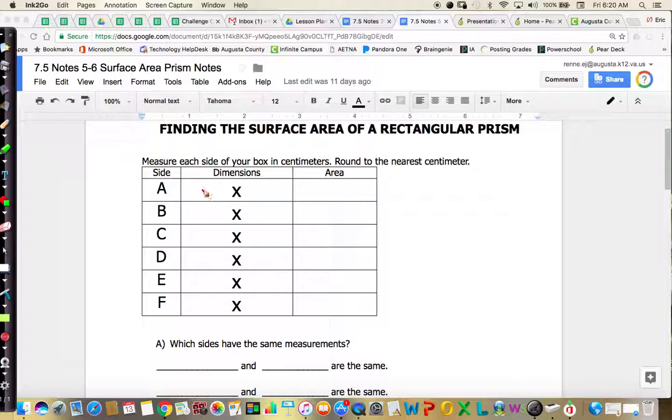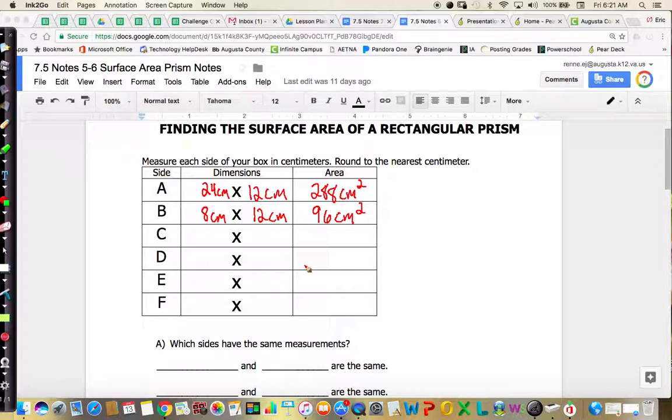Side A had the measurements of 24 centimeters by 12 centimeters. When we multiply to get the area of side A, we get 288 centimeters squared. Then we measured side B and got a length of 8 centimeters and a width of 12 centimeters. The area, when I multiply those together, is 96 centimeters squared.